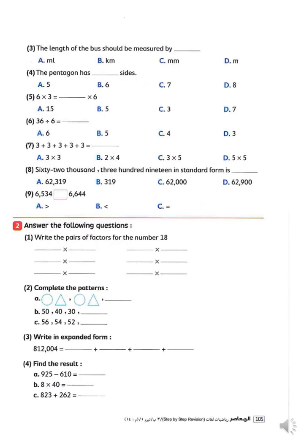The length of the bus should be measured by meter. The pentagon has 5 sides. 6 by 3 equals 3 by 6. 36 divided by 6 equals 6. 3 plus 3 plus 3 plus 3 plus 3 equals 3 by 5. 62,319 in standard form.